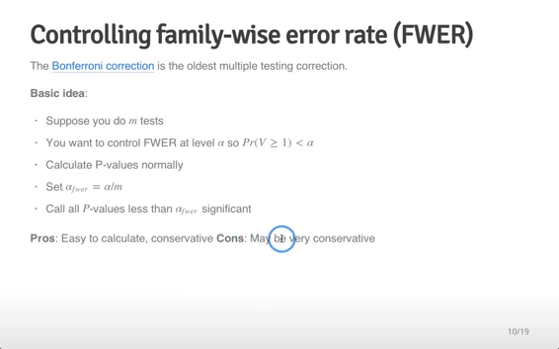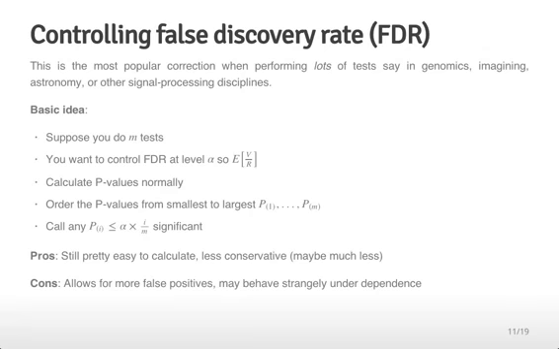A con, though, is that it may be very, very conservative. If you're doing a large number of hypothesis tests, controlling the probability of even one false positive might be pretty extreme. You might want to allow for a few false positives if that will allow you to discover a lot more real signals. So that's where the false discovery rate comes in. It's probably the most popular error rate or multiple testing correction when performing very many hypothesis tests. These examples, like I said, came up in genomics, imaging, astronomy, or other signal processing disciplines in particular, but it also comes up in a lot of other different places.